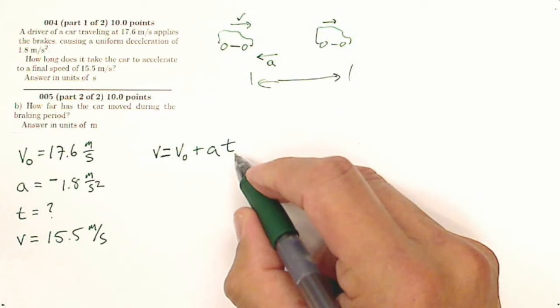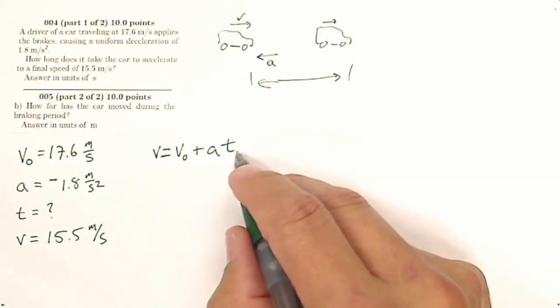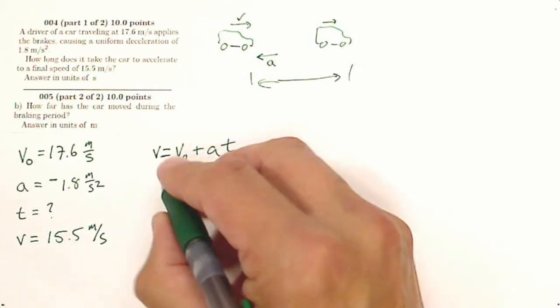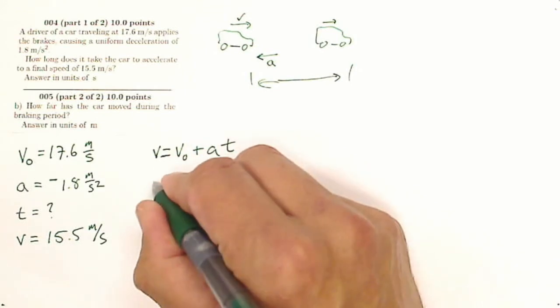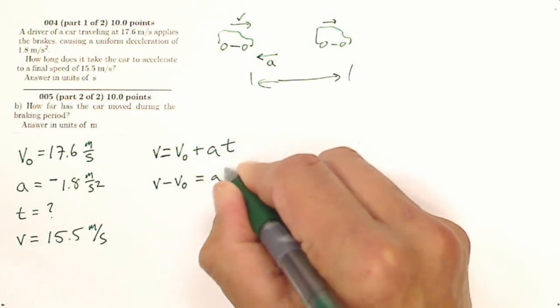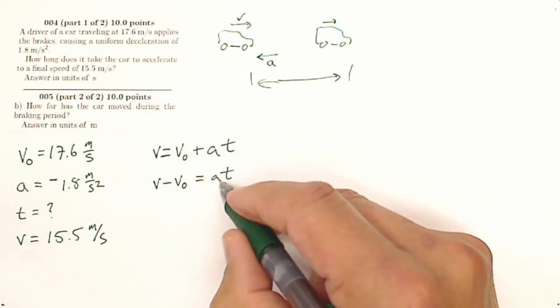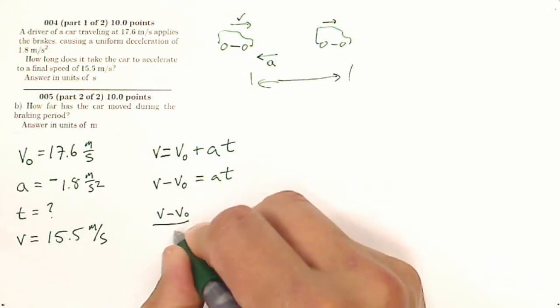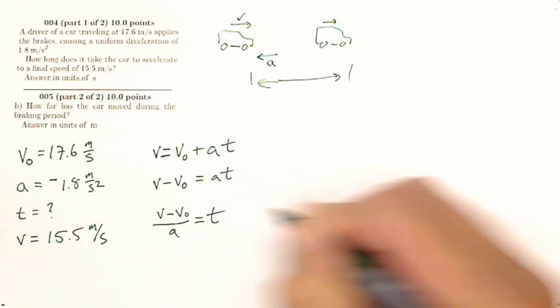So I'm looking for time. I could rearrange this equation, which is sometimes a good idea, in order to solve for the variable you're looking for. I'm going to do that. So I'm going to subtract V0 from both sides. So I get V minus V0 equals AT. Now I'm going to divide by A. So I get V minus V0 over A equals T.